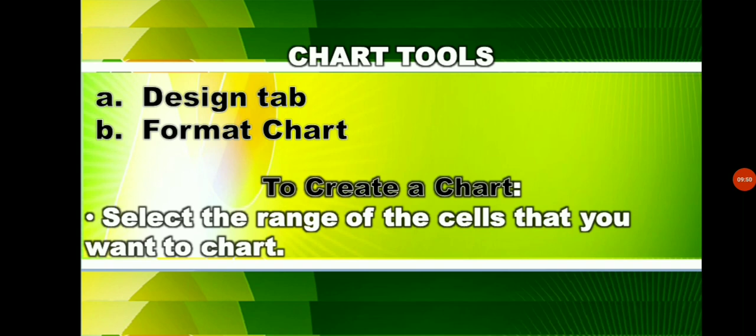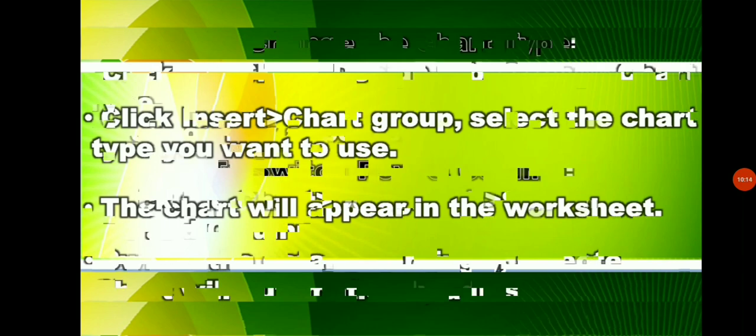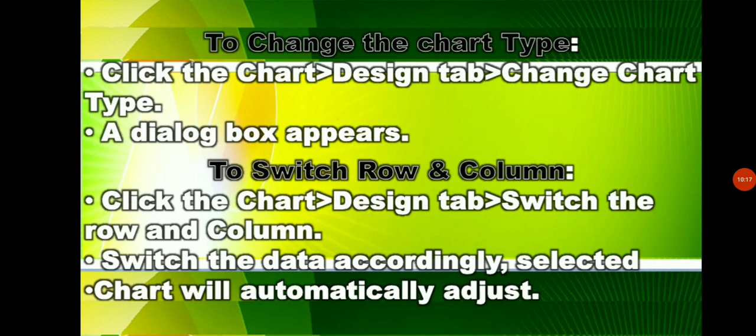Now, how to create a chart? Select the range of cells that you want to chart, including the column titles and the row labels. These cells will be the source data for the chart. Then click the Insert tab, Charts group. Select the chart type you want to use. The chart will appear in the worksheet. Next is how to change the chart type. Click the Chart Design tab, Change Chart Type. A dialog box appears. Select the desired chart type and click OK.